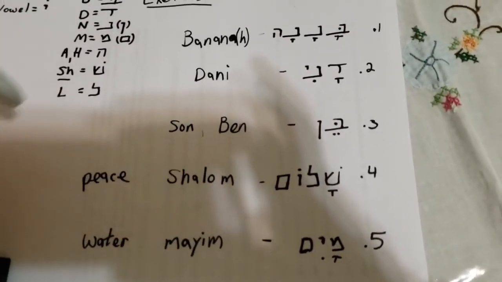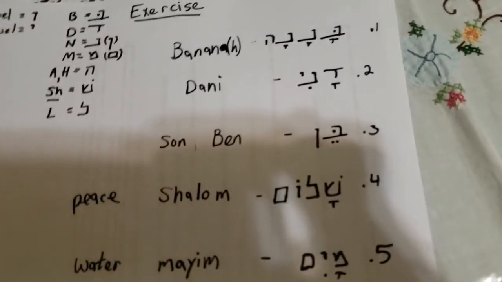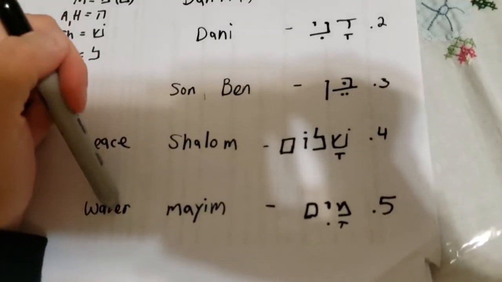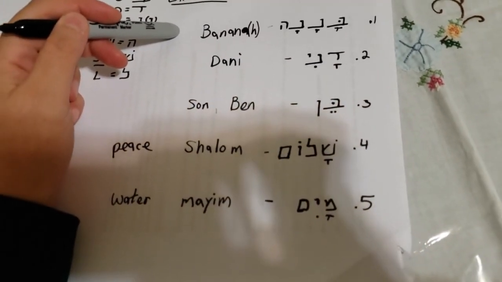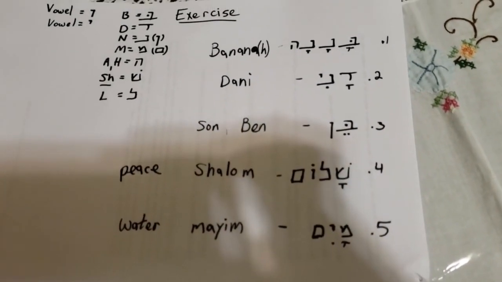So you learned five. This actually, Danny, is not a word. It's the name of a guy. But still, you have four words that you learned today, and hopefully you solved on your own. I hope this was helpful. Good luck.